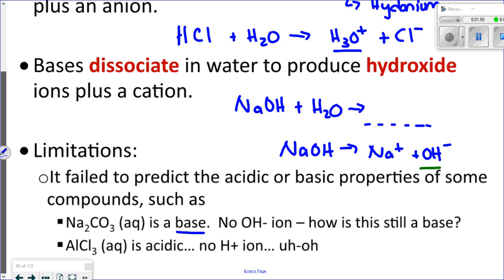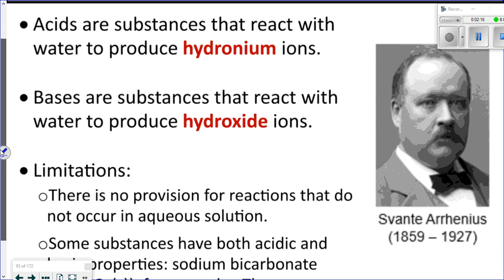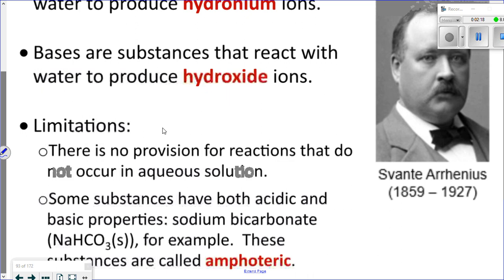Aluminum chloride is acidic. It has acidic properties, but it doesn't have a hydrogen, and it's not going to form hydronium when reacted in water. So how are we to explain the properties that compounds like this have? The Arrhenius theory is more of a basic idea, so that's what we do in grade 11. In grade 12, this is also just explaining the Arrhenius theory again.